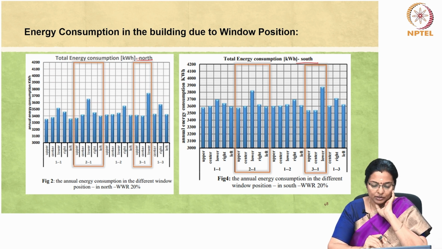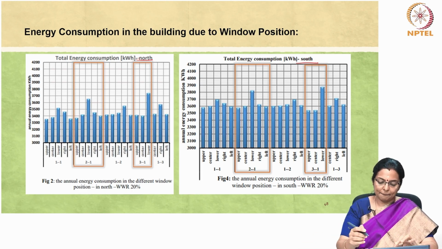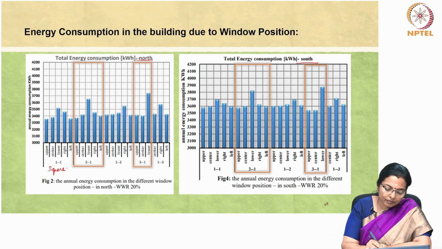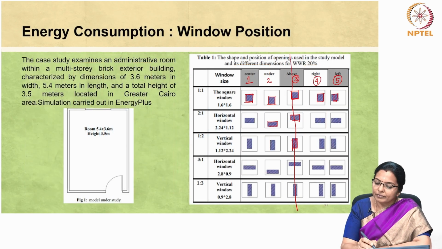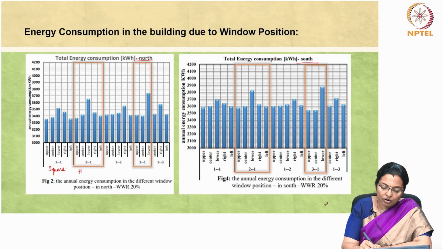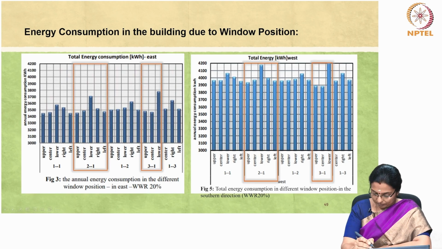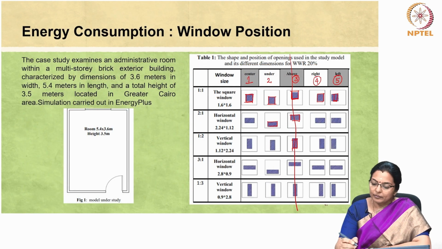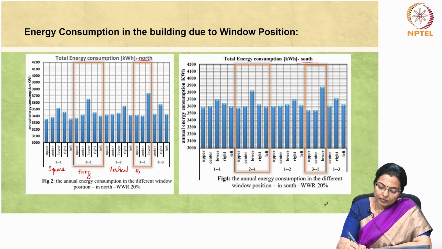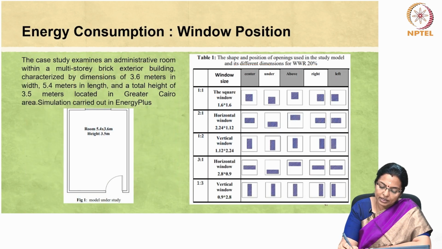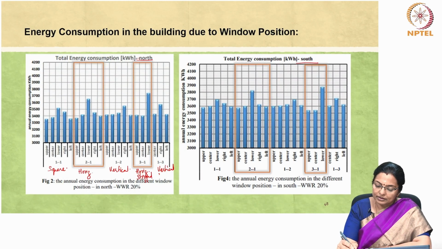Following this square, so here we will see this. So this is the square, this is the horizontal, this is the vertical, this is the horizontal striped thin one, and this is the vertical striped.